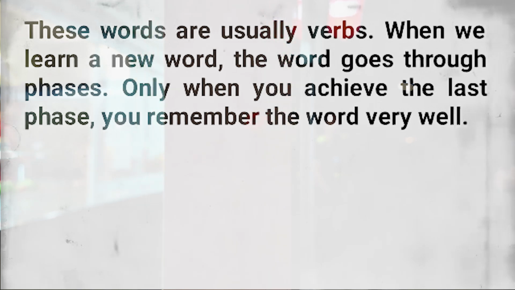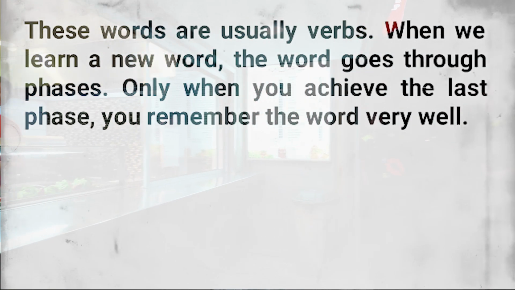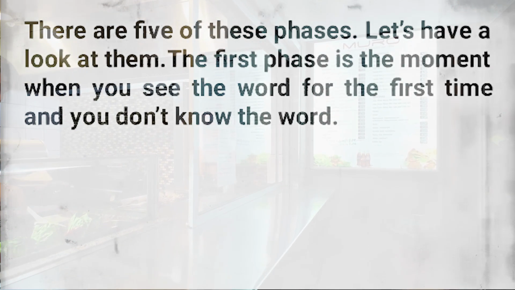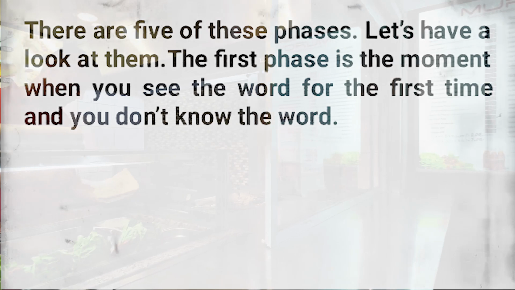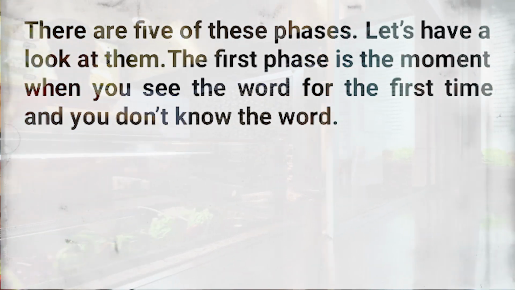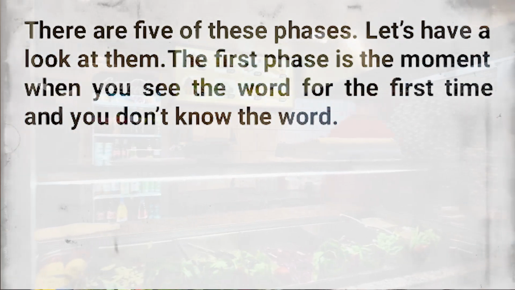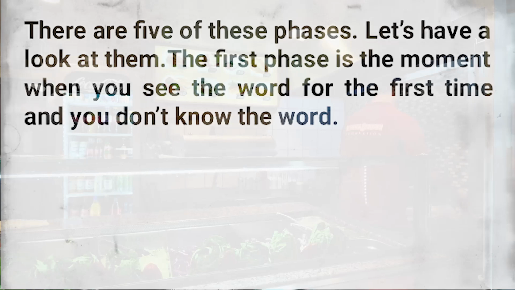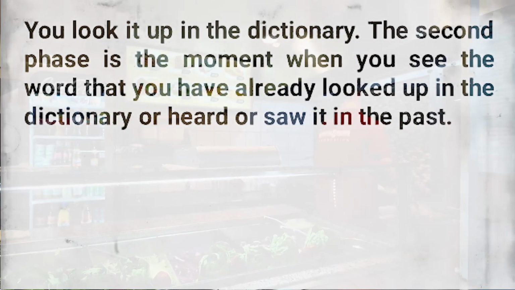When we learn a new word, the word goes through phases. Only when you achieve the last phase you remember the word very well. There are 5 of these phases. Let's have a look at them. The first phase is the moment when you see the word for the first time, and you don't know the word. You look it up in the dictionary.